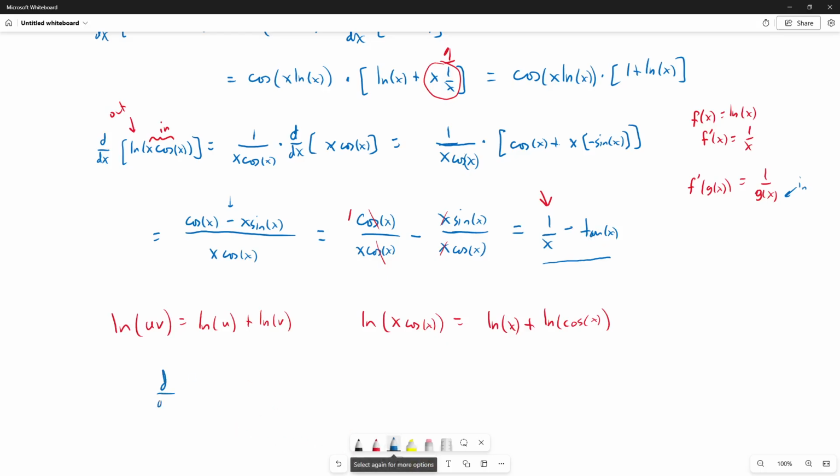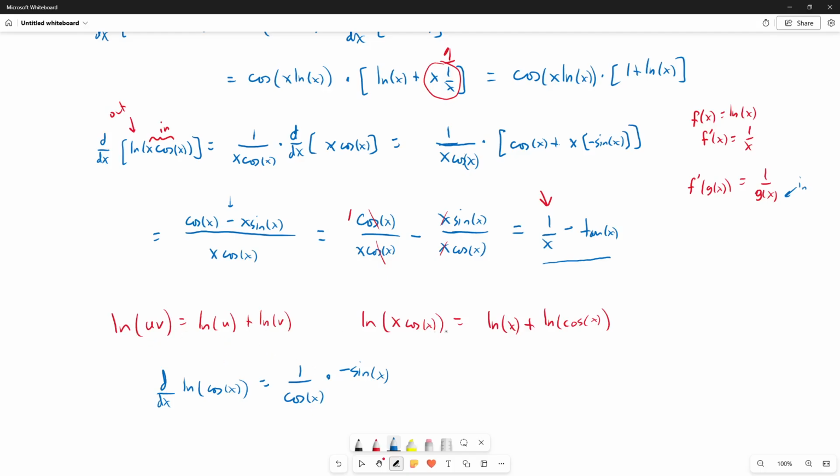Let's look at the derivative of the natural log of the cosine of x. So we have to use the chain rule. The derivative of the log is 1 over, leave the inside in, and then multiply by the derivative of the inside. And indeed, we get negative sine over cosine, which is negative tangent of x. So that's a second way to look at it.